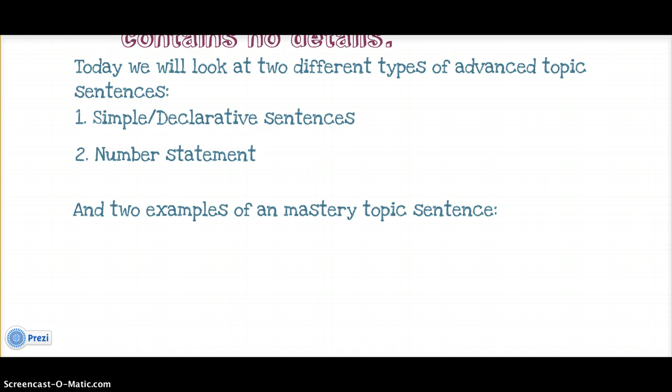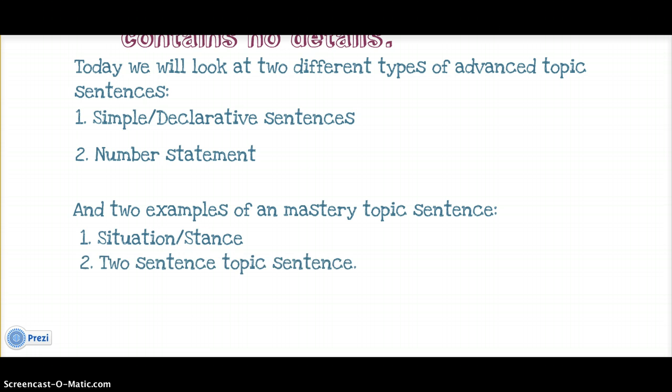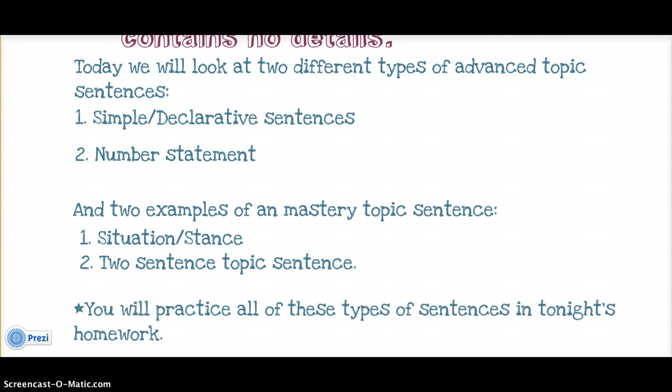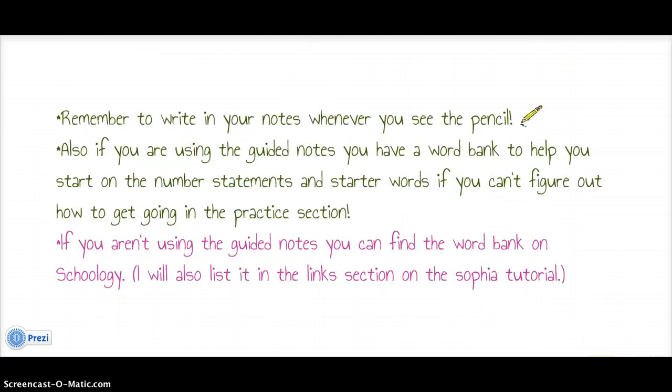And the two types of mastery topic sentences, these are the ones that get you closer to an A, depending on how you've written them. The first one will be the situation stance, which is my personal favorite. I think that's a really slick way to start your paragraph. And the second one is the two-sentence topic sentence, which can be done well, but it takes a little bit more finesse or more experience in writing. You're going to practice all types of these sentences in tonight's homework in some way, so make sure you have those notes out and that you're ready to go.